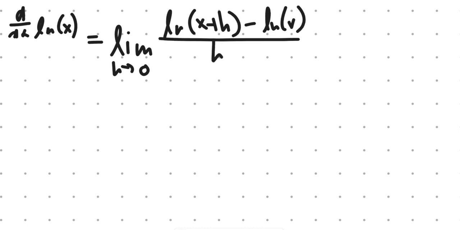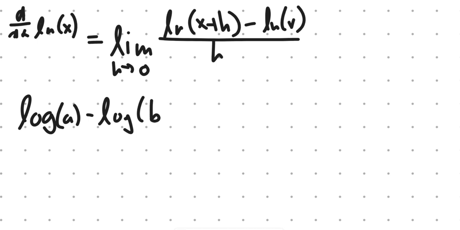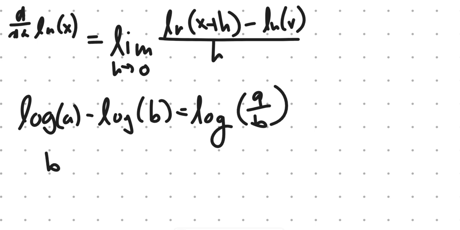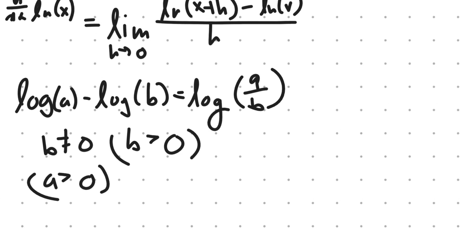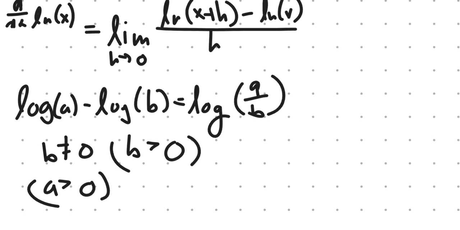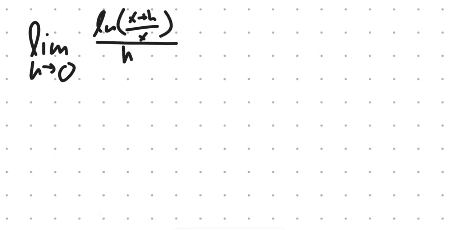Now, using the difference formula, log of a minus log of b is equal to log of a divided by b, where b isn't equal to 0, b is greater than 0, and a is also greater than 0. Because of x plus h and x, we can write it like this: ln of x plus h divided by x, all over h.